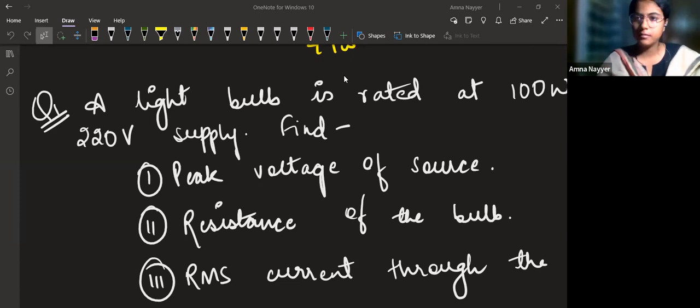See, power is there. ERMS is there. Using ERMS, first let me know what is the peak value of the voltage source. Once you have the peak value of voltage, what is the resistance of the bulb? Resistance you will be calculating using the power, voltage and resistance formula. And IRMS you have to calculate. Quickly, at least the second part you people can do. Quickly note down the question.